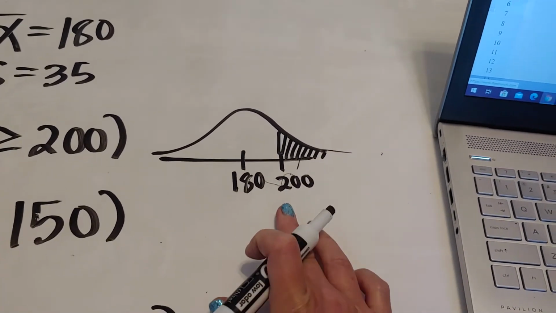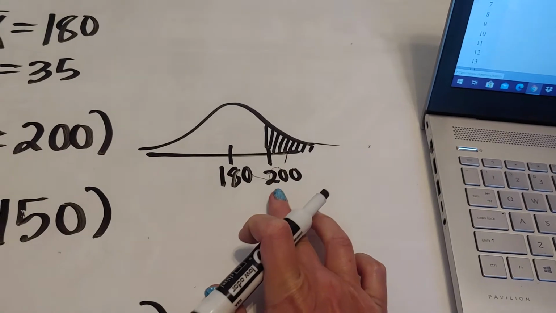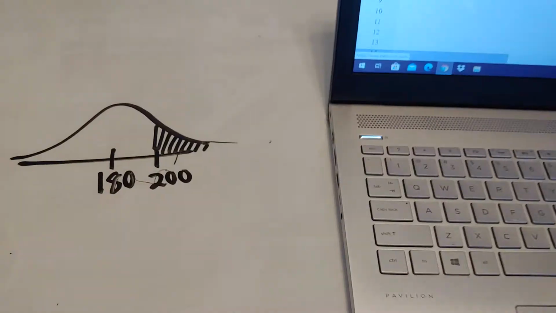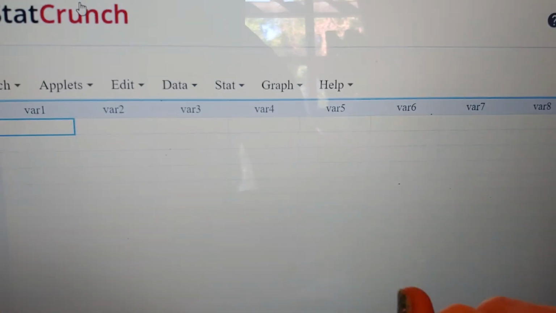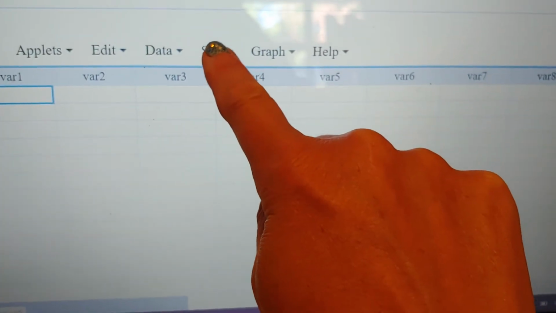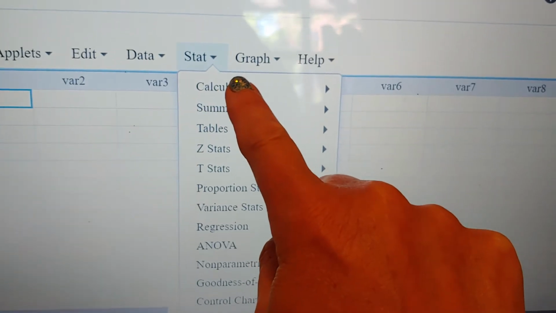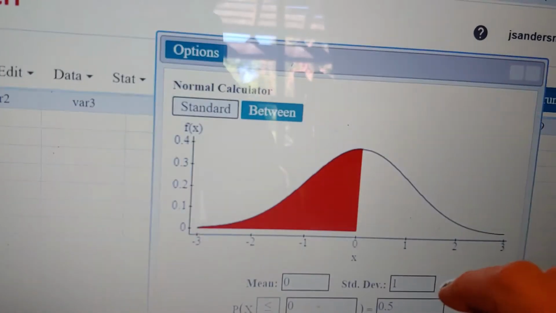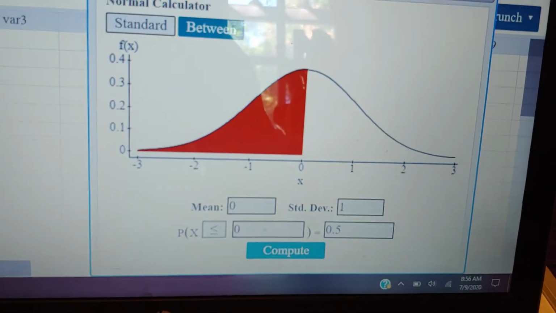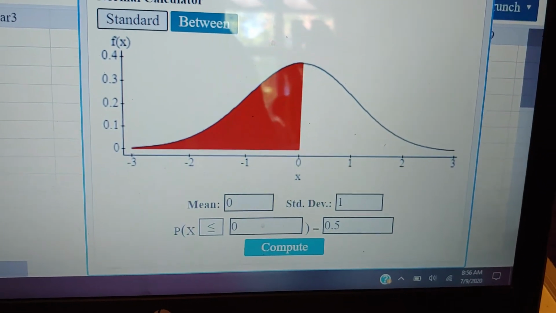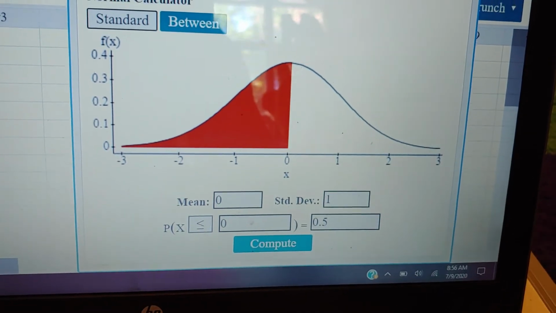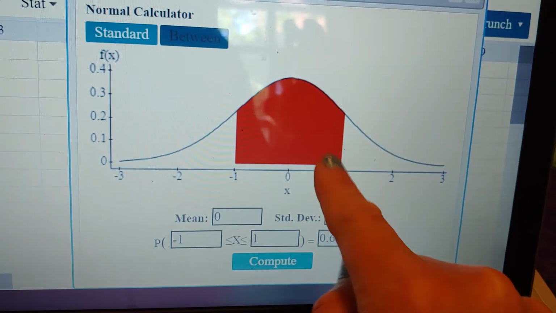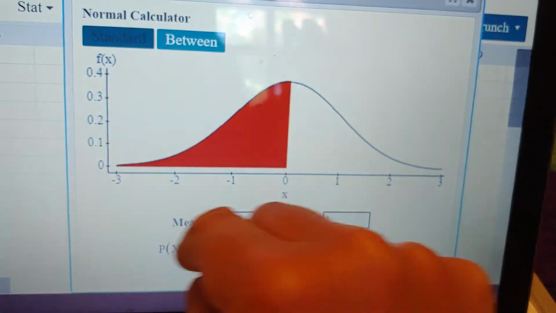Okay, what I'm going to do now is I'm going to make sure, now that I know what graph I want, I'm now going to go to StatCrunch. Okay, so you open up StatCrunch, which is open. You're going to go to Stat, Calculators, and all the way to normal. Okay, you guys can see that curve, right? Now, when you're just shading to the left or shading to the right, it is standard. Between is when you want to do a middle region, okay? But we want standard, remember?